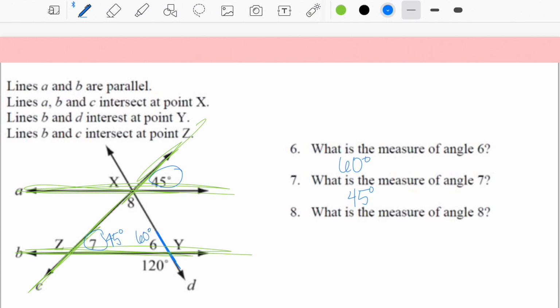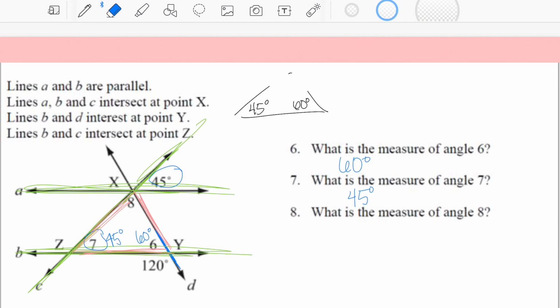For number 8, they tried to trick us, but if you guys see, and I'm going to do it a different color, this forms a big triangle. So what I'm going to do is draw it on the outside so it's easier to see. We have angle 8, we have 45 degrees, and we have 60 degrees. If you recall from the earlier part of the lesson, all three angles in a triangle always add up to 180.